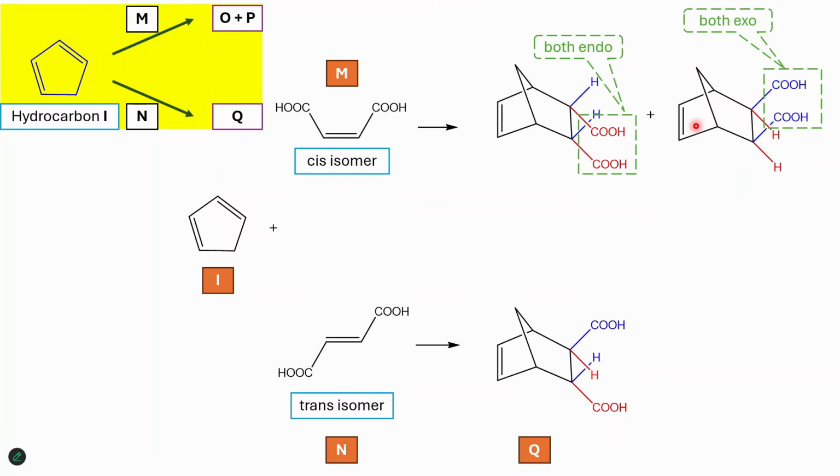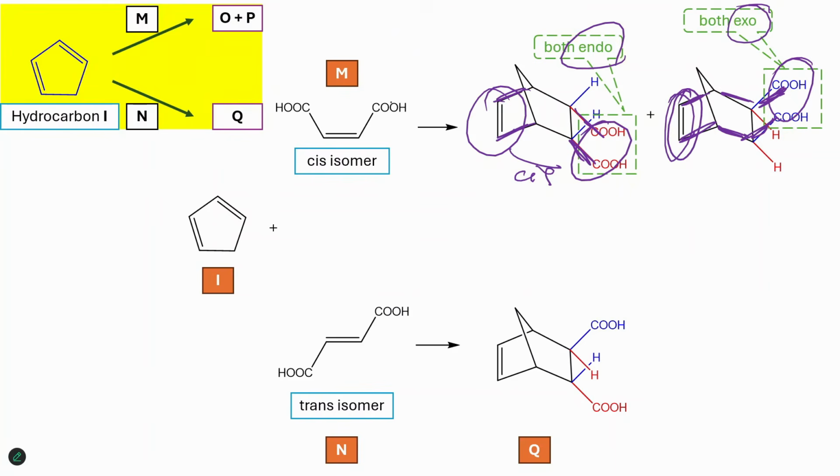If you want to see this bond, you see it like this. These groups go up, but this goes down. So your larger bridge and your compounds are trans to each other. But in this case, they are on the same side. This bridge and these compounds are on the same side. They are cis to each other. So we call this endo.